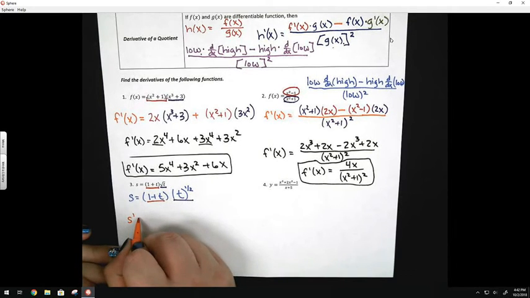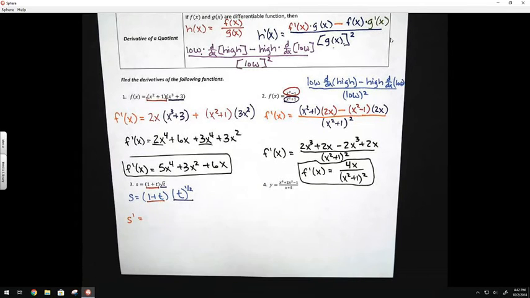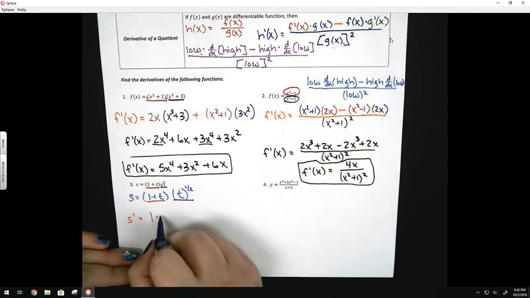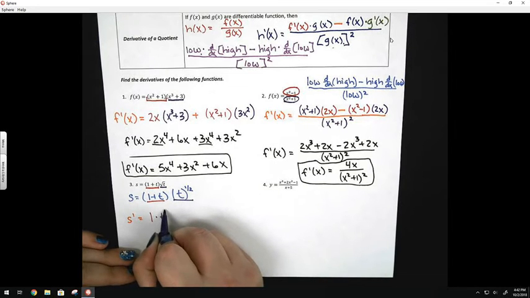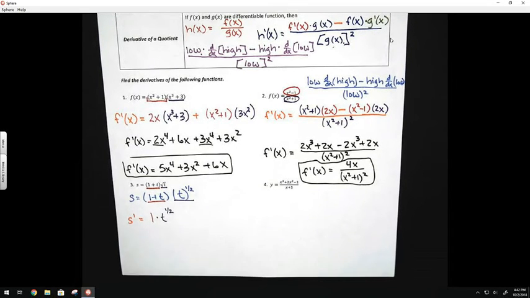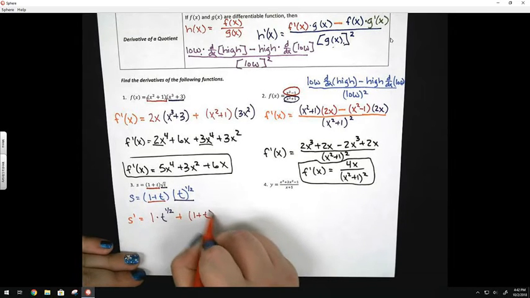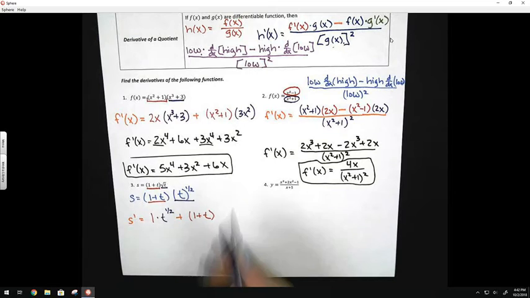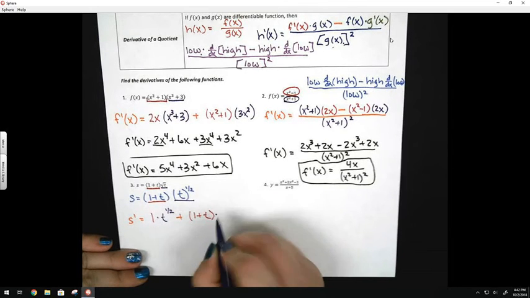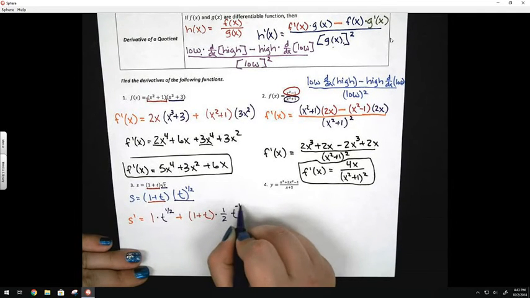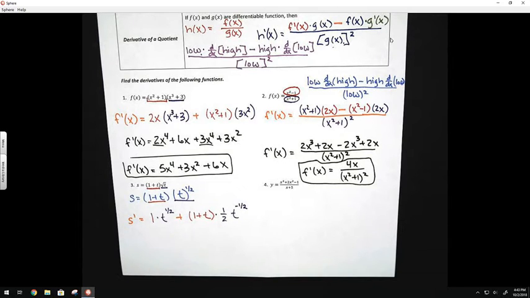So s prime, I'm going to need my product rule. So I take the derivative of the first function, so 1 plus t, that derivative is just 1, times my second function, which is the square root of t, so t to the 1/2, plus my original function stays the same, so that's a 1 plus t, and I'm going to multiply by the derivative of my second function. So times, I can drop my 1/2, and now it's t to the negative 1/2. And I'm going to go ahead and simplify this.